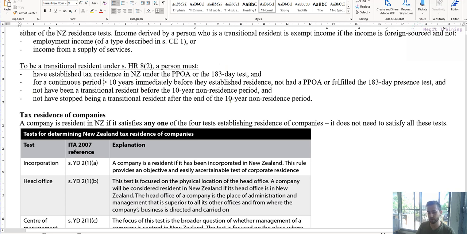So you can't just leave the country and come back and restart it. It's looking at the 10 years before you became a resident. If you were a resident before that period, then you're not a transitional resident. There could not have been a transitional residence before the 10-year non-residence period. So again, you can't just leave, come back and say you're a transitional resident again. It doesn't work like that.